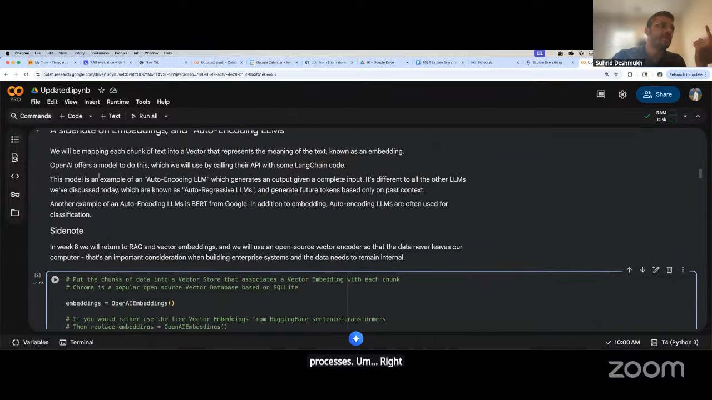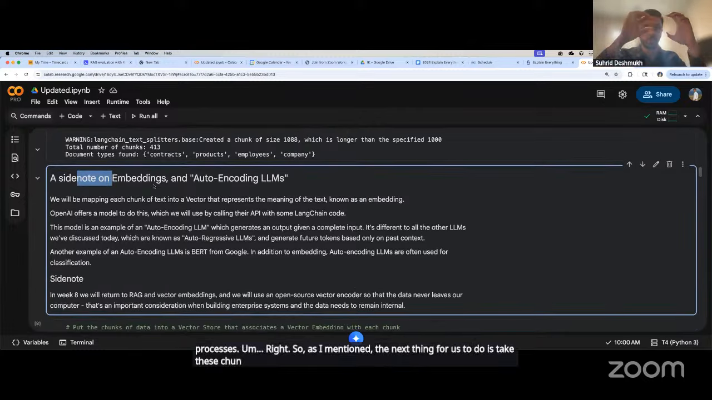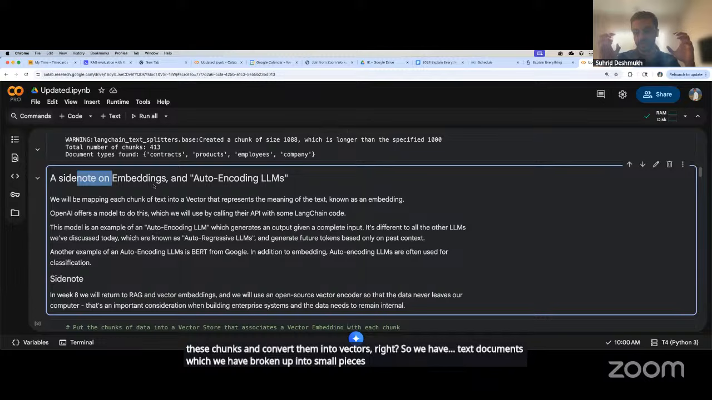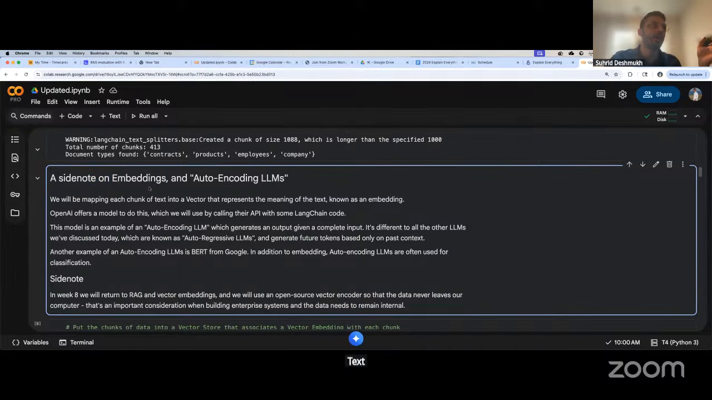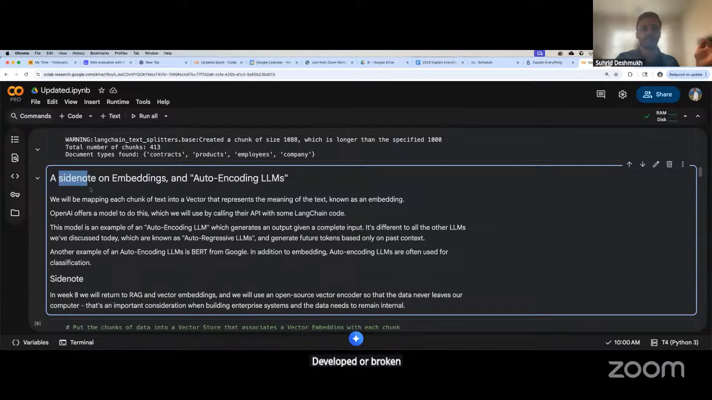Right. So as I mentioned, the next thing for us to do is take these chunks and convert them into vectors. So we have text documents which we have broken up into small pieces of text. Now, the next thing that we need to do is take those small pieces of text that we have broken our large documents down into and convert them into vector embeddings.